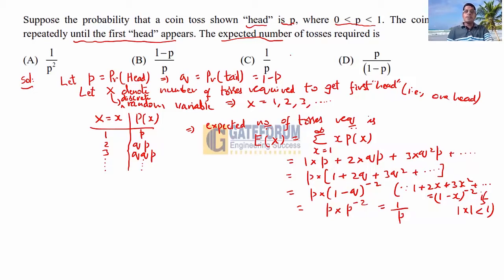So the answer is 1 upon p. Accordingly, the option is C. This is the end of the question.